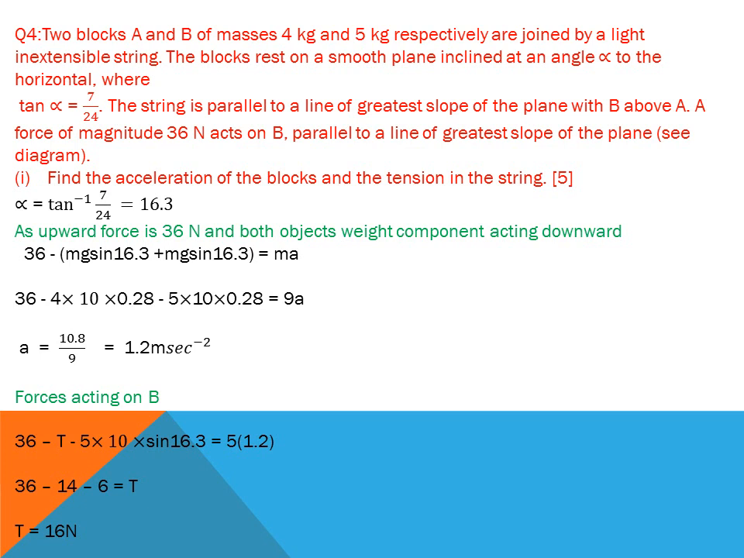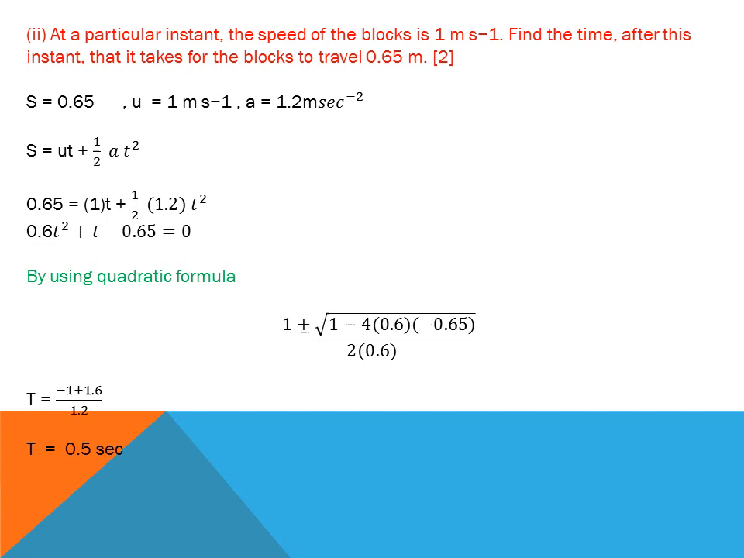For forces acting on B, you can take the forces acting on either A or B. I apply here the forces acting on B. There are two forces acting on B, three forces. One force is the 36 Newton acting upward, and the other is the tension, which is produced due to body B, minus mg sin theta for body B is equal to ma. We should use the value of a which we found in the previous steps. In this way, I will find that the tension is equal to 16 Newton.